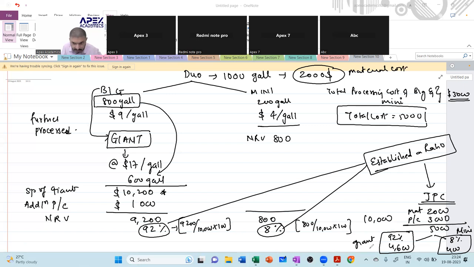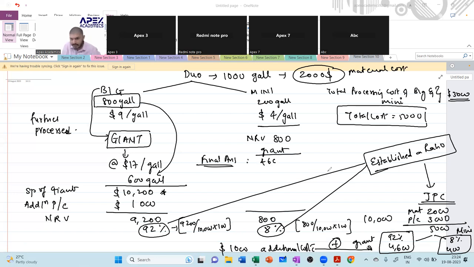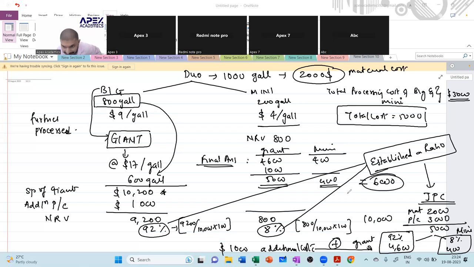Giant has an additional cost also. What is the additional cost? $1,000. So what is the final answer? For giant, I have 4,600 the way you got it here, and 1,000 which is only for giant. So giant is 5,600. And for mini it is 400. So the total cost comes to 6,000. But how is it 6,000? 6,000 is 5,000 JPC plus 1,000 only for giant. I hope you understand this.